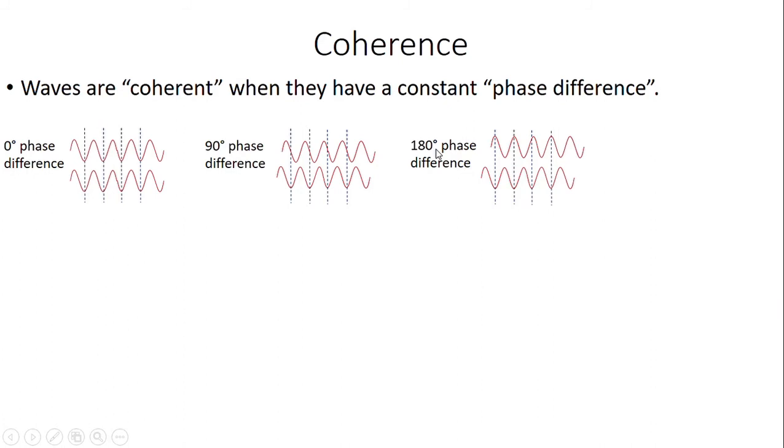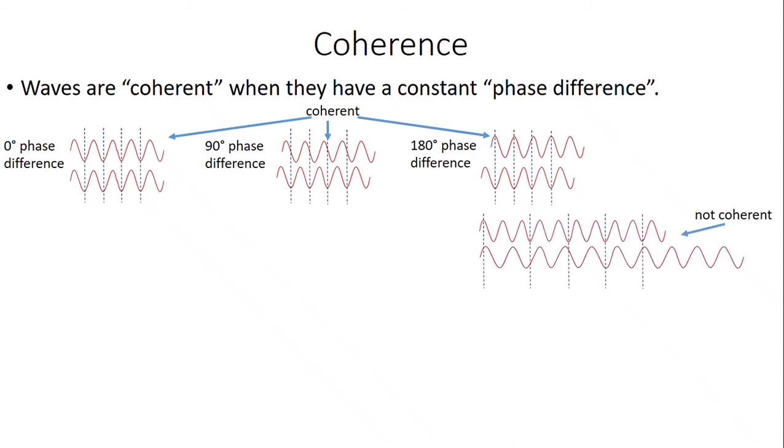And the thing about all of these examples is that they're all coherent because the phase difference between the waves is always the same, no matter how far you go. Now here's two waves that aren't coherent because they have different wavelengths. They may start out the same, but after a while they become incoherent. The phase difference is not constant.